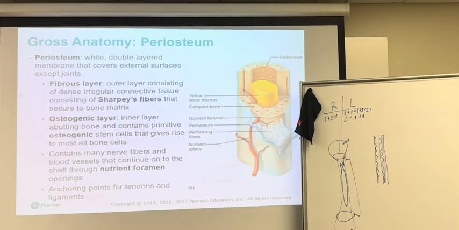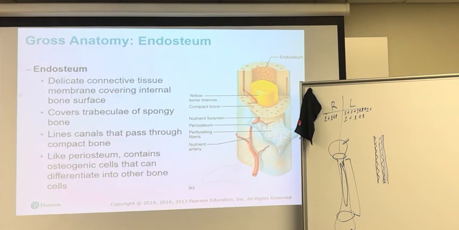When we say fibrous layer, what does that mean? The outer layer consisting of dense irregular connective tissue, containing Sharpey's fibers that are secured to the bone matrix. Then they also have the osteogenic layer. That is the layer which produces the osteogenic stem cells. The inner layer of the budding bone contains primitive osteogenic stem cells that give rise to most of the bone cells. It contains many nerve fibers and blood vessels that continue onto the shaft through the nutrient foramen opening, and it provides anchoring points for tendons and ligaments.